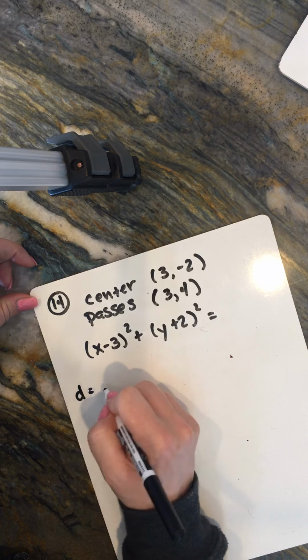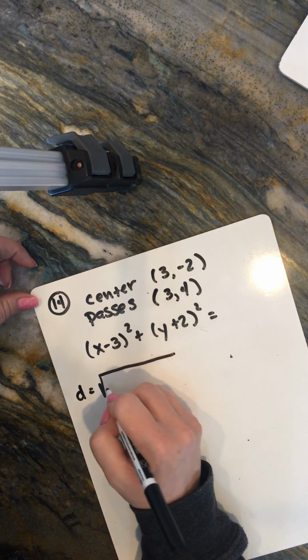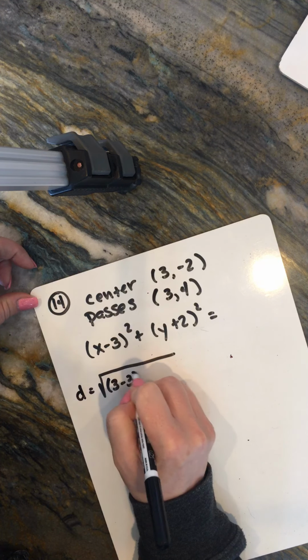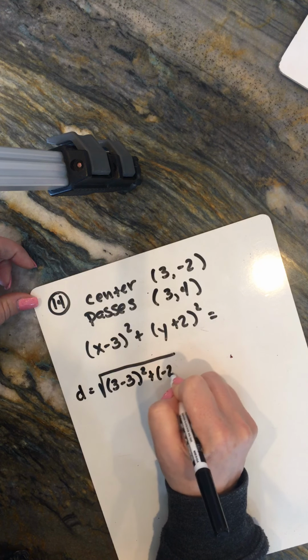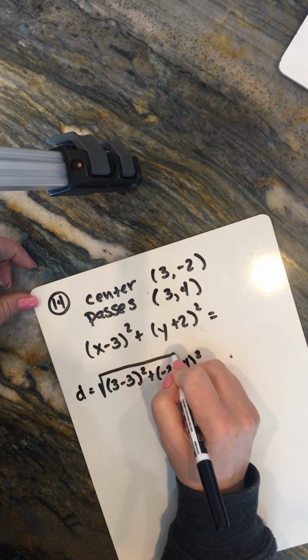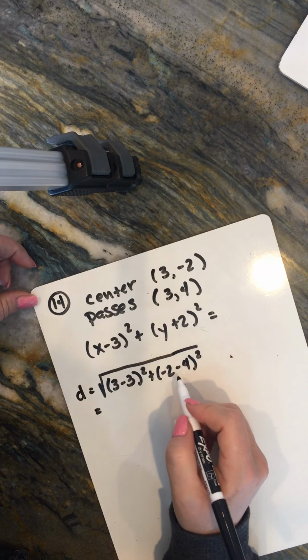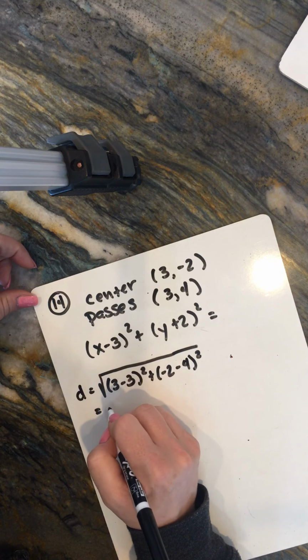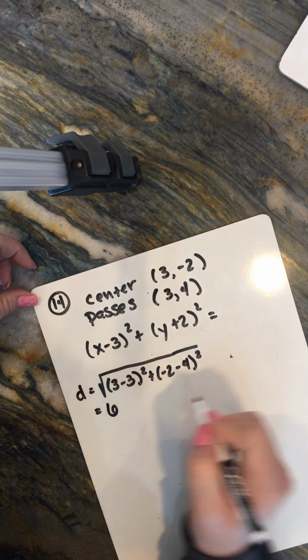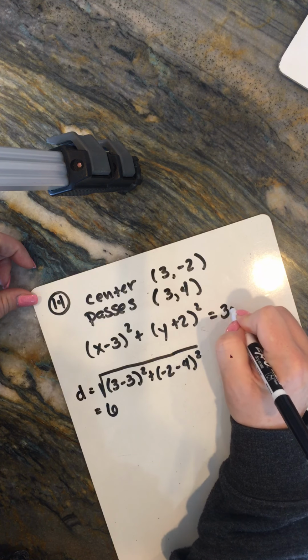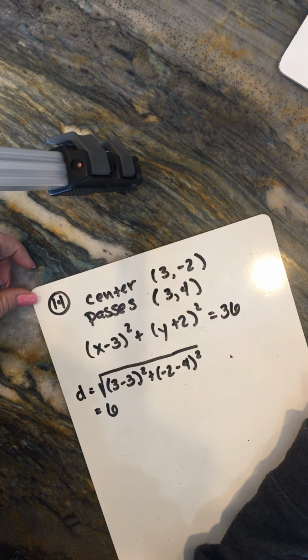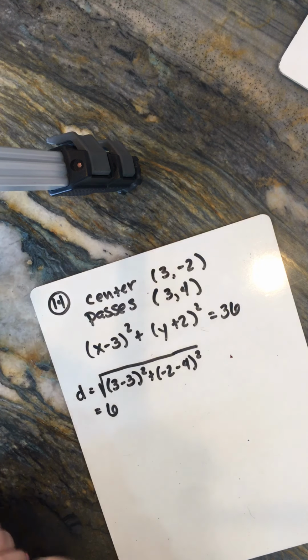So distance equals the square root of 3 minus 3 quantity squared plus -2 minus 4 quantity squared. So that gives us a distance of -6 squared is 36. So this will be 6. Radius would be, r squared would be 36. So that's 14.